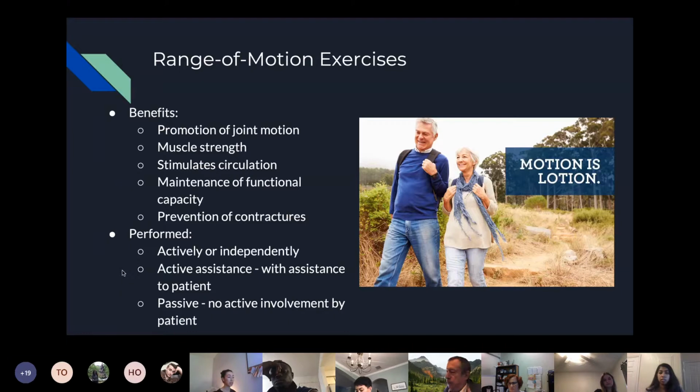Less range of motion makes it more likely that a person could fall. The best way to protect range of motion is to just keep moving. I like the term "motion is lotion." Benefits are promotion of joint motion, muscle strength, it stimulates circulation, you can maintain the functional capacity and prevent contractures.